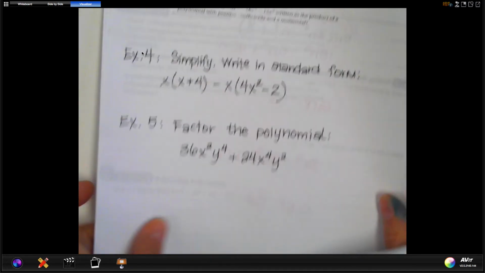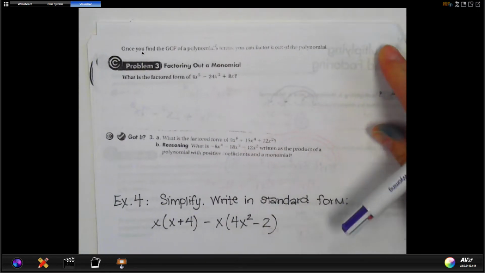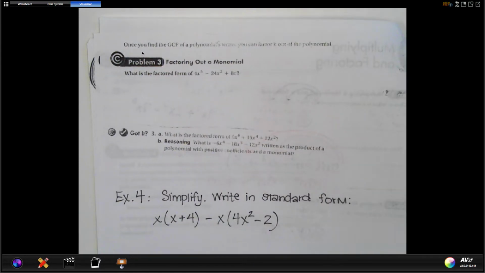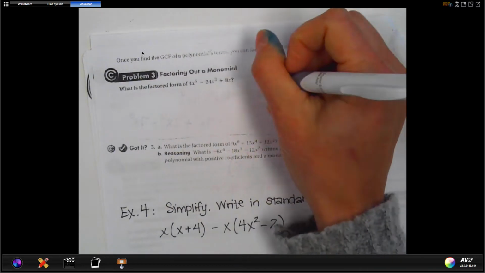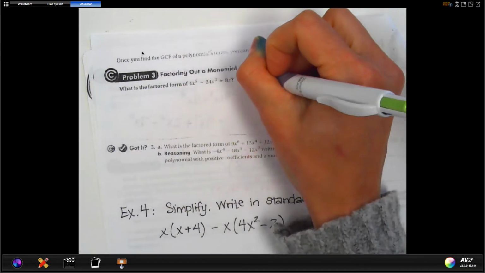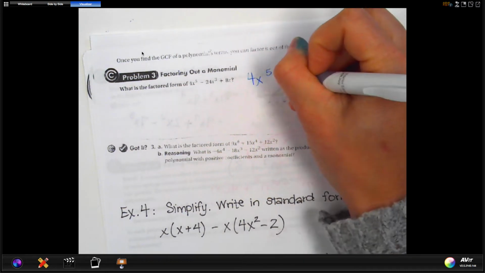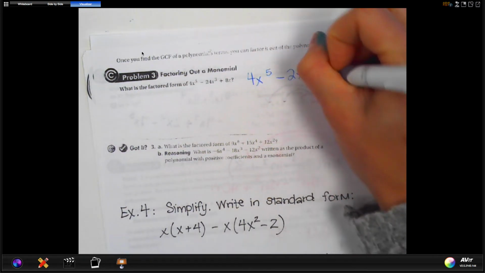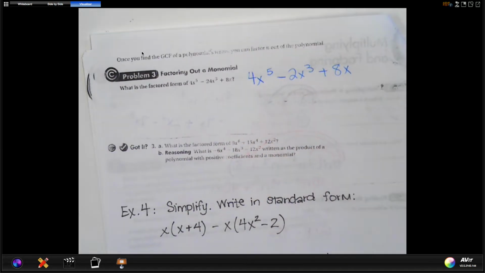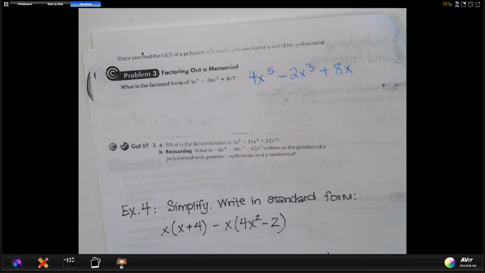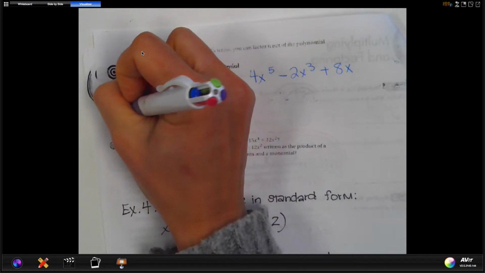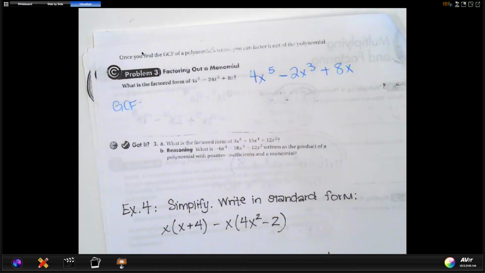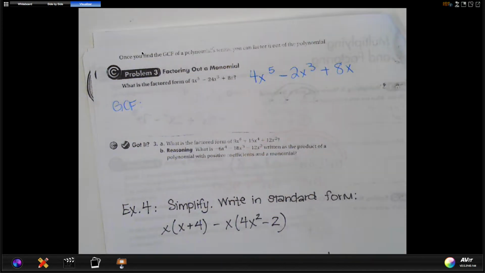I promise. Okay, so this is something called factoring, and this is where we're going with it, okay? And I'll write this bigger, especially for the video, because it's hard to see. So this says 4x to the 5th minus 2x to the 3rd plus 8x. Okay, so to factor it, that means we're going to put the parentheses back in. So to do that, we first identify the GCF. So what would be the greatest common factor of 4x to the 5th minus 2x to the 3rd plus 8x?